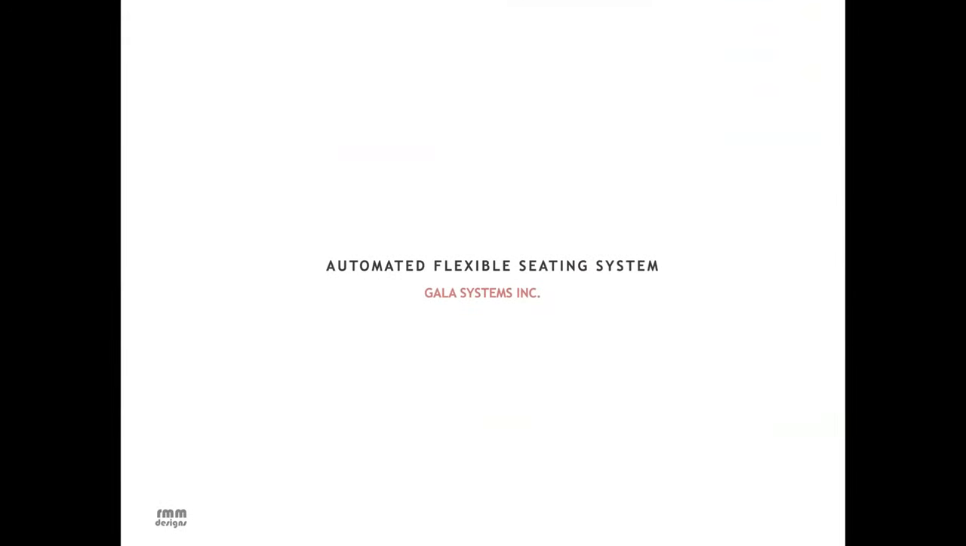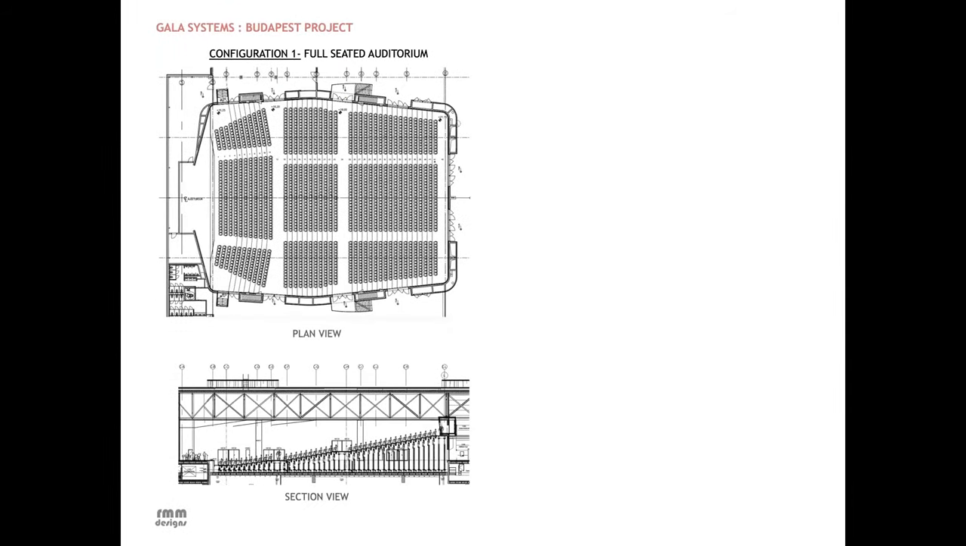Now, the other interesting development in seating and stage design is what is known as a flexible seating system. We are teaming up with a company called Gala Systems, which is based in Canada, and they have done a number of projects in the US and Europe. The first project that they have done in India is about to be commissioned soon in Delhi Dwarka, called the India Convention Center, where your entire stage floor and seating area can be customized the way you want.